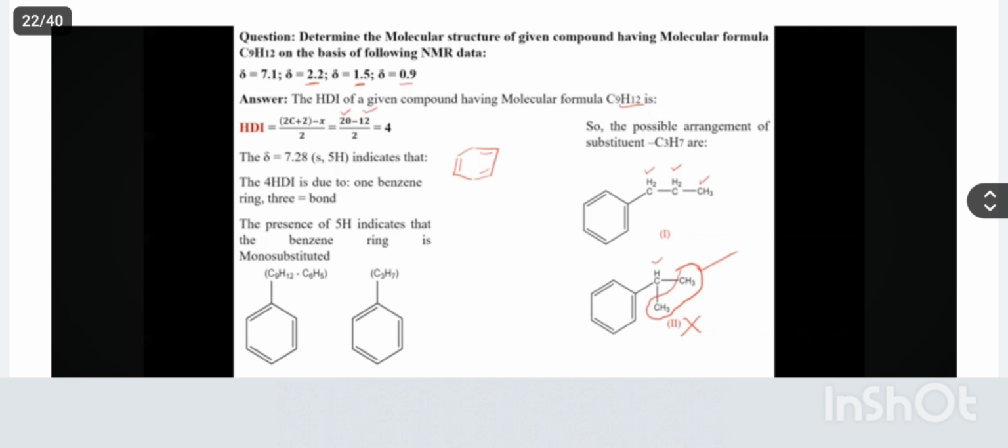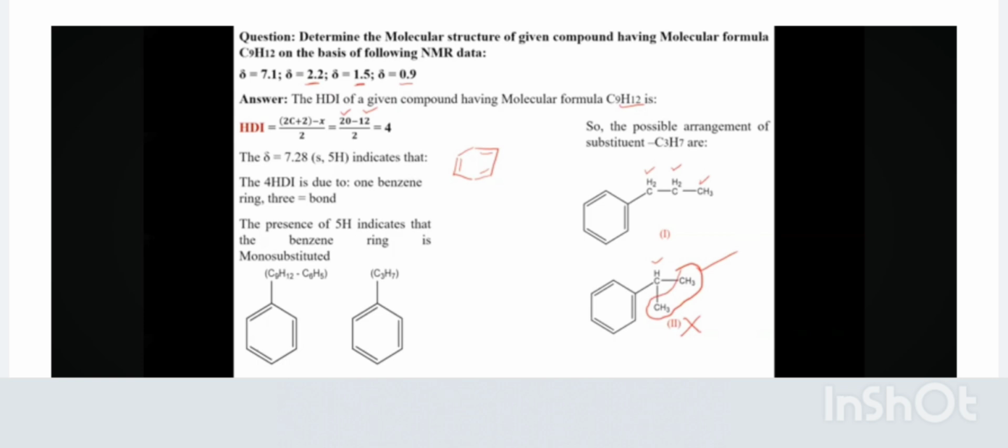Determine the molecular structure of the given compound having molecular formula C9H12 on the basis of the following NMR data: delta equal to 7.1, delta equal to 2.2, delta equal to 1.5, delta equal to 0.9. The HDI of the given compound having molecular formula C9H12 is (2C plus 2 minus X) by 2, which is (20 minus 12) by 2, equal to 4. The delta is equal to 7.28.